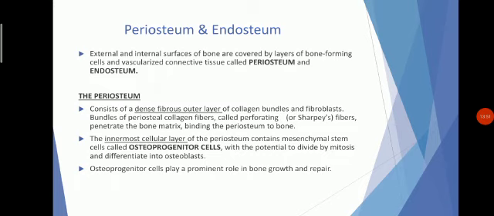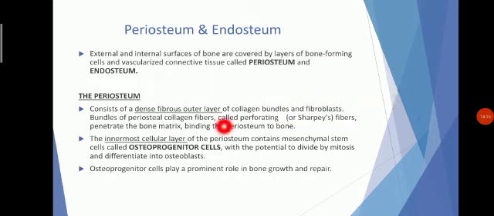Periosteum and endosteum. External and internal surfaces of bone are covered by a layer of bone-forming cells and vascularized connective tissue called periosteum and endosteum. The periosteum consists of a dense fibrous outer layer of collagen bundles and fibroblasts. Bundles of periosteal collagen fibers called perforating or Sharpey's fibers penetrate the bone matrix, binding the periosteum to bone.